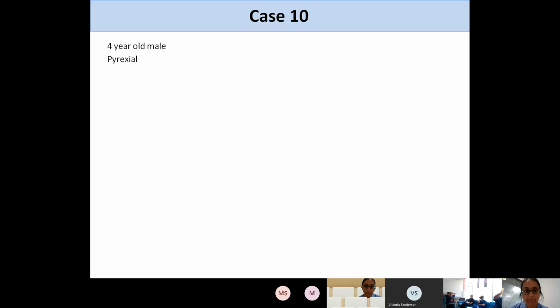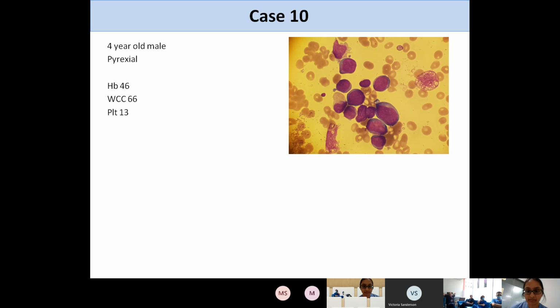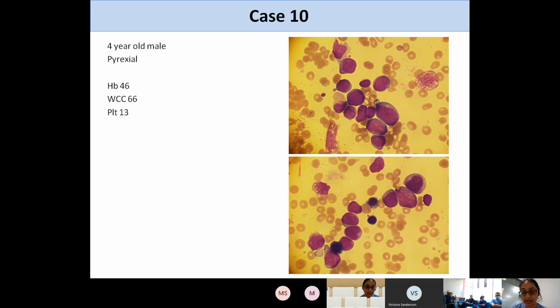This is another case. This is a boy who is 4 years old, and he presented with pyrexia. Hemoglobin was 46, white cell count was high at 66, and his platelet count was 13. This is actually his marrow. So we've got red cells for comparison. What you can see are these huge, huge immature cells in his bone marrow. They have an open chromatin, so it's not a densely purple nucleus.